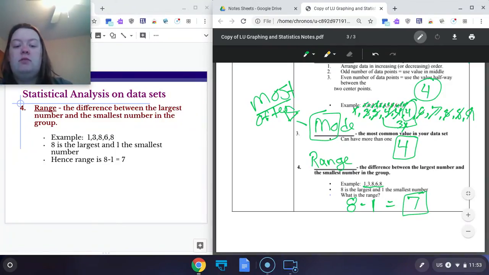All right, so after this, if you go onto Canvas, you're going to have a bit more practice doing some statistics and graphing.